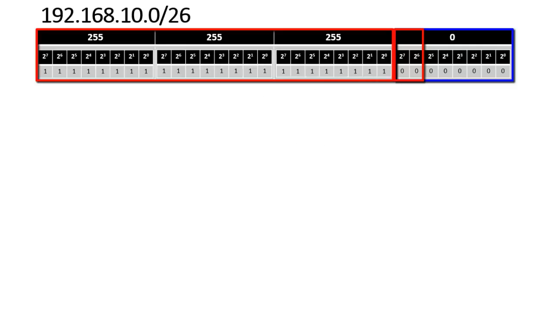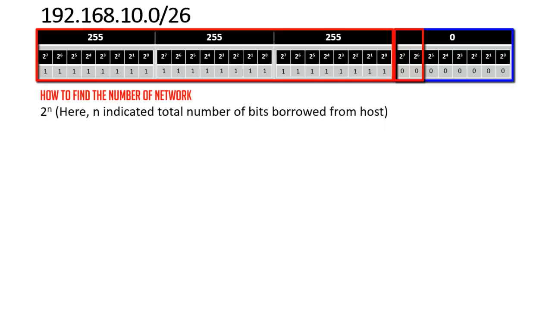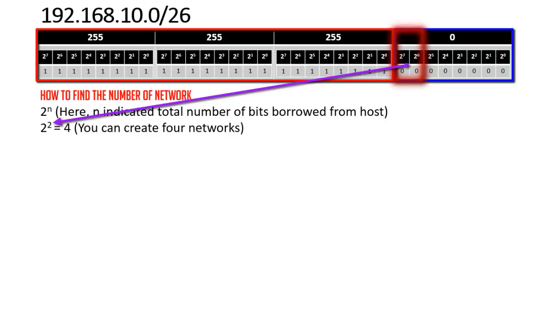Now let's move on to how to find the number of networks. The formula is very simple, 2 to the power n. Here n indicates the total number of bits borrowed from the host. Since we have borrowed 2 bits from the host, we are going to write 2 to the power 2, which is equal to 4. It means you can create a total of 4 networks.